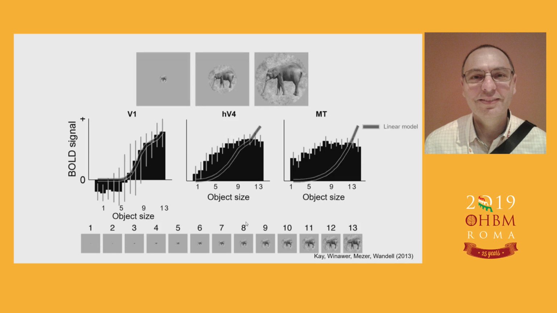When we use the linear model, it does okay in V1, but pretty bad in V4 and quite bad in MT. The CSS, the compressive spatial summation model, does very well in all areas and shows something like a tolerance to changes in size and position as you move through later areas of the visual system.